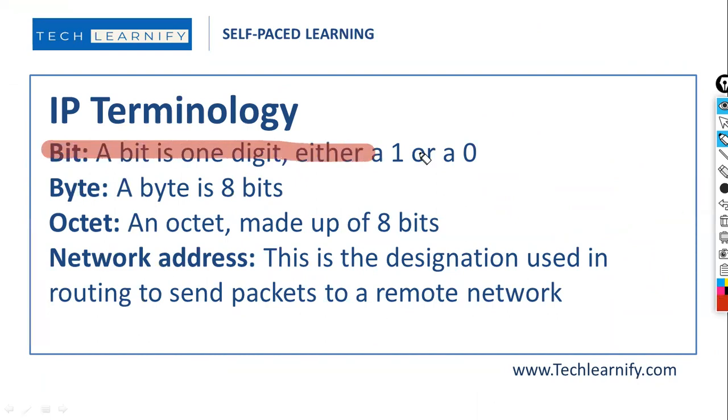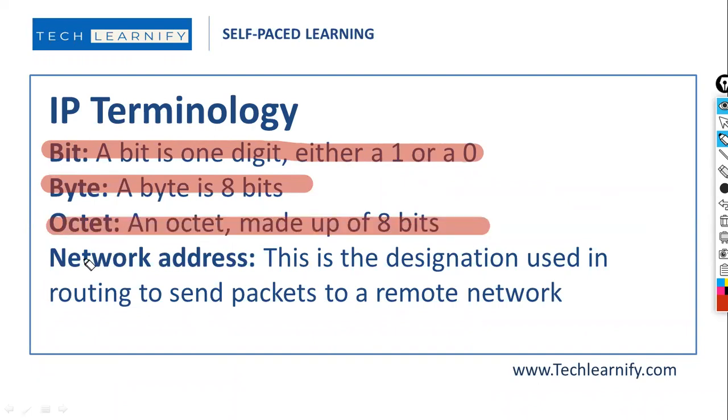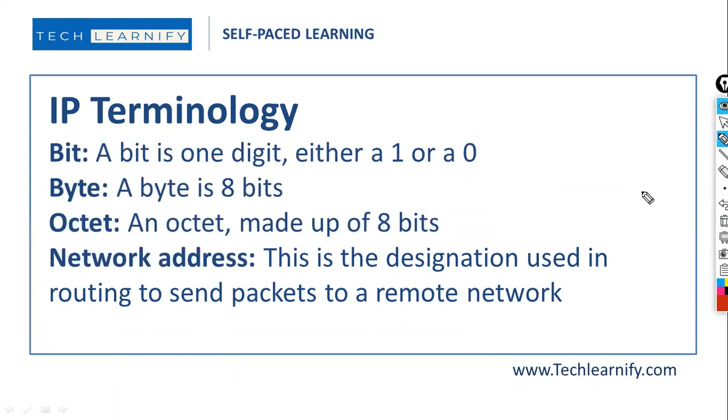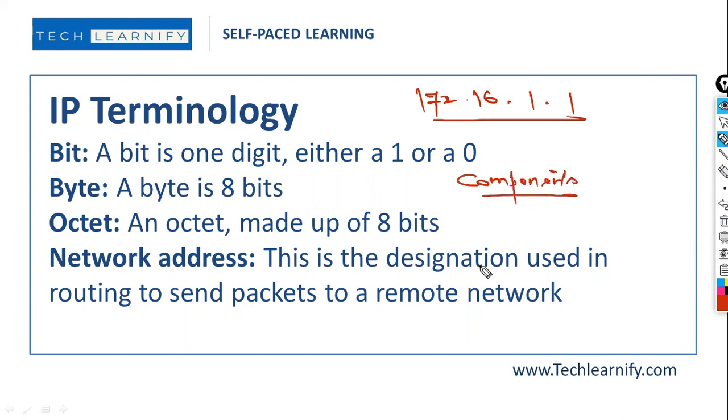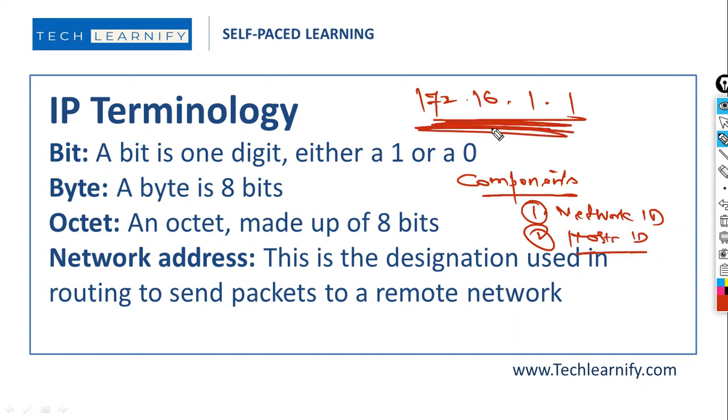So far we have discussed bit, byte, octet. And here is the network address. In an IP address, whatever IP I write, let's say I just write this address, 172.16.1.1, basically this IP address has two major components. One component is the network component, a network ID, a network address, and another one is the host ID or host address. So this IP address has two components, network and host.